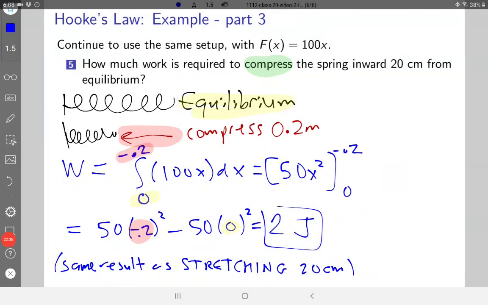And I'll just point out, to conclude here, that this is the same result you would get if I asked how much work is required to stretch the spring 20 centimeters outwards from its equilibrium position. It doesn't matter whether I'm pressing inwards or stretching outwards, it's going to take 2 joules of energy to do that.